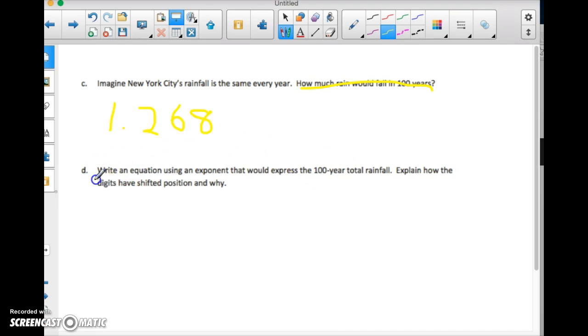Now it says down here, write an equation using an exponent that would express the 100-year total rainfall. So whatever math I did up here, I'm going to take that number. I did some math to that number, or you record what kind of math. Did I add, subtract, multiply, or divide? And then I have to come up with an exponent for whatever I used. An exponent, remember, is that 10 with the little floaty number that tells you how many place values come after the 1.